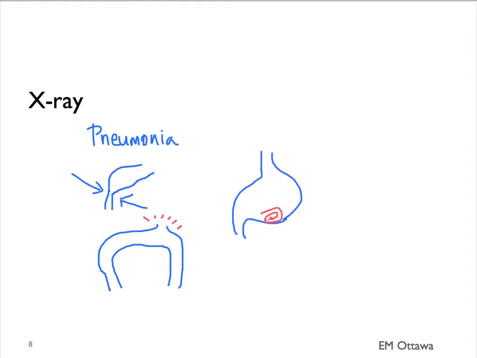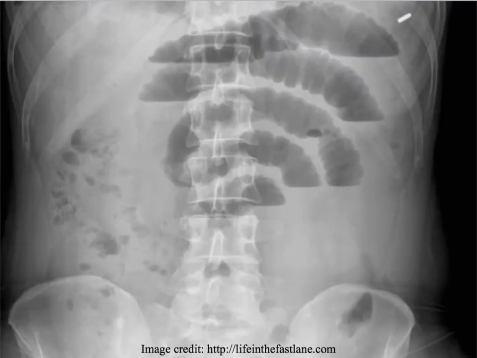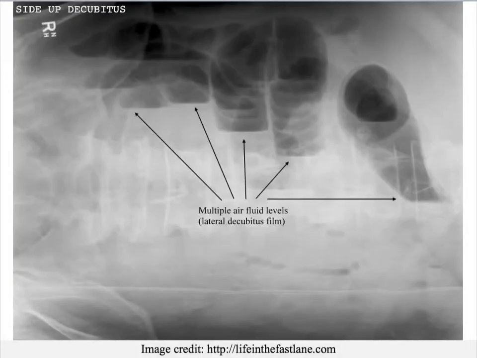Let's look at a few examples. This is an X-ray of a patient with crampy, colicky abdominal pain. Do you see the problem here? He had dilated small bowels and multiple air fluid levels, suggestive of a small bowel obstruction. This is the same patient with the same bowel obstruction now lying on their side. You can see the air fluid level as indicated.